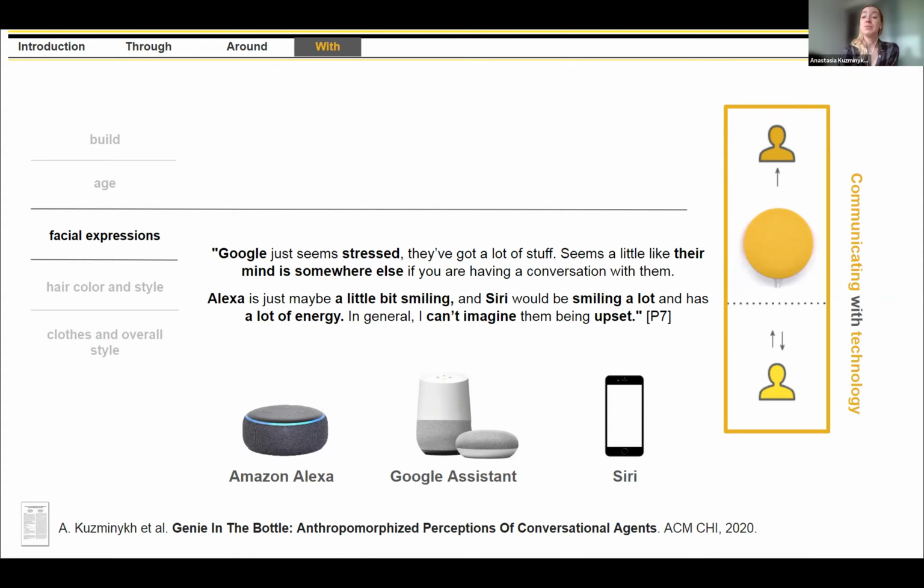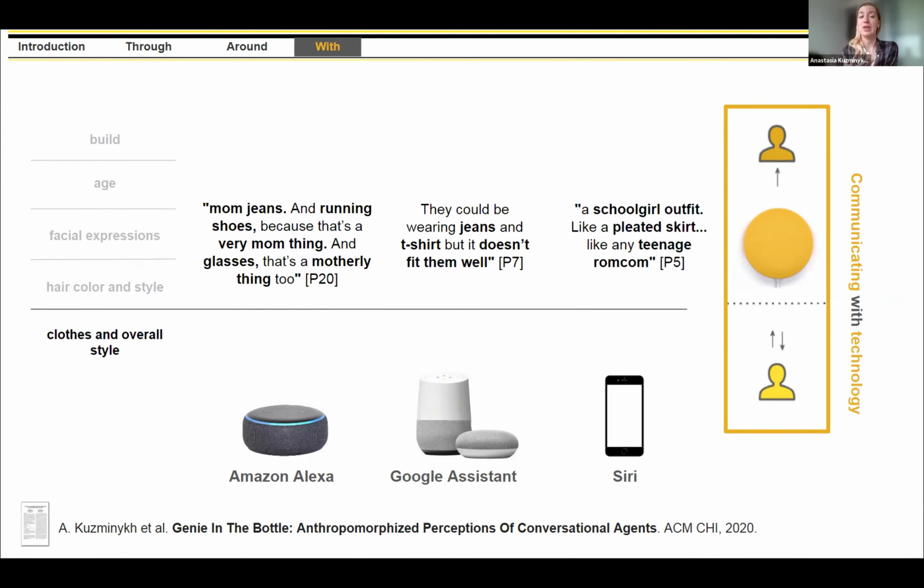And then they also have different clothing, right? And Siri would have this daring personality, with highlighted femininity. So she would be wearing crop tops, mini skirts, heels. Google would have this stereotypically awkward persona, and Alexa would have this cozy and caring character with big sweaters, mom-like jeans, running shoes, and so on.